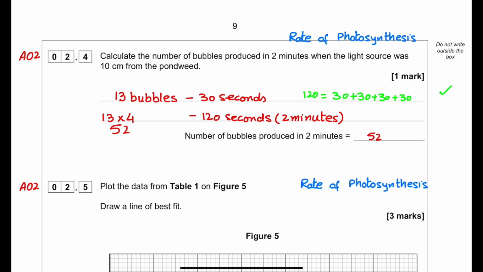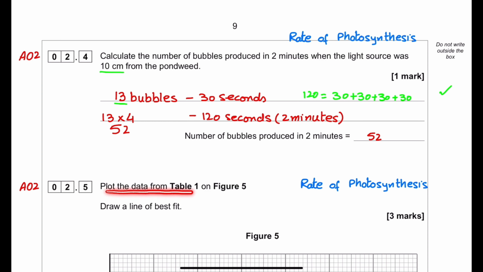That is going to make 120 seconds. So the number of bubbles will also get 4 times. That is 52 bubbles are formed in 2 minutes. The next question is 2.5, which is also an AO2 question.